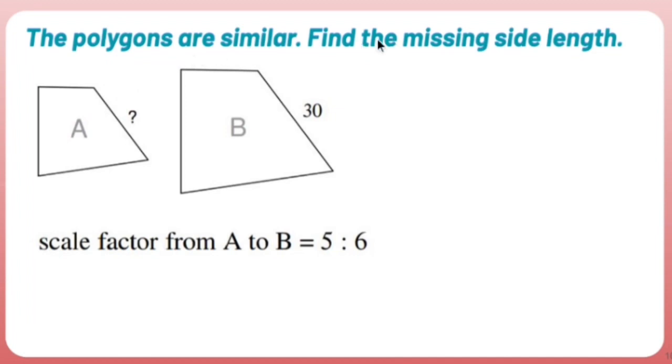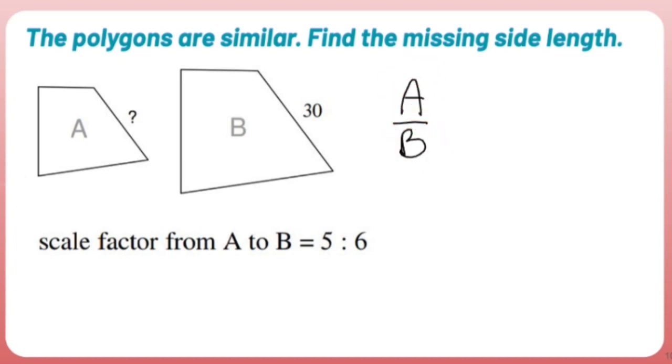The polygons are similar. Find the missing side length. The scale factor from A to B is 5 to 6, and I have, I don't know, but it matches up with 30. So whenever I'm being asked to find the missing side length of similar polygons, whether it's triangles or in this case a quadrilateral, the rules don't change.